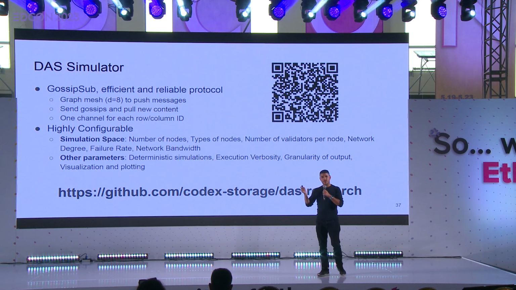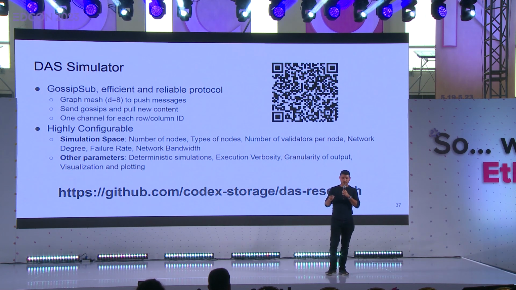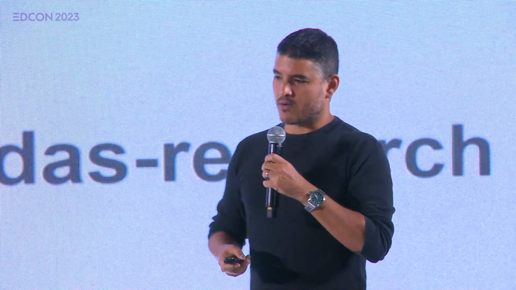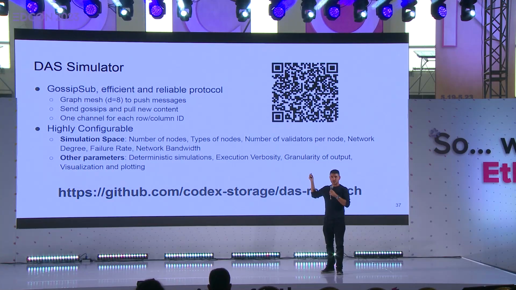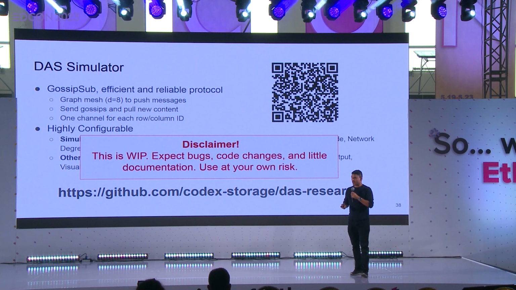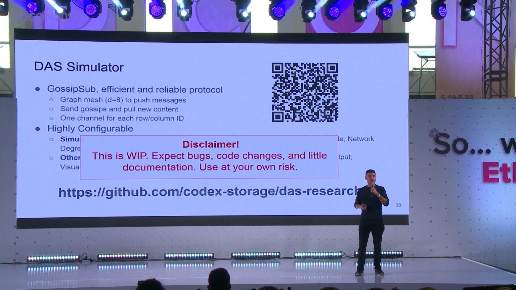The simulator is highly configurable. We have a large simulation space. So you can configure the number of nodes, the type of nodes, the number of validators per node, the network degree, the failure rate, and so on and so forth. We also have other parameters, like if we want to make the simulations deterministic, if you want to plot all the results, and so on. So if you want to access the simulator, you can scan the QR code, and you can play with it. Now, just to say, this is a work in progress. We started working on this a few months ago. So if there is something that doesn't work perfectly, feel free to contact us. We'll be super happy to help you and to work with you.